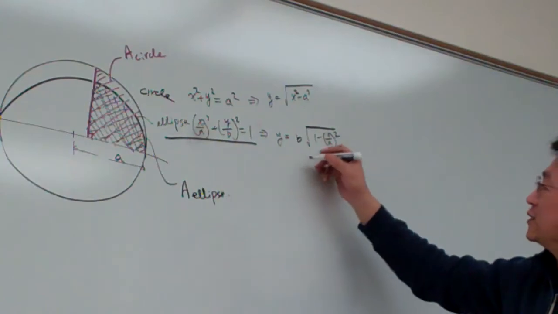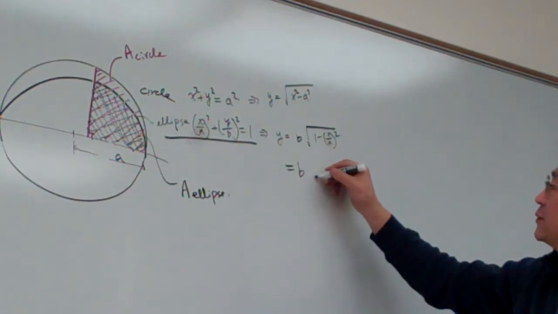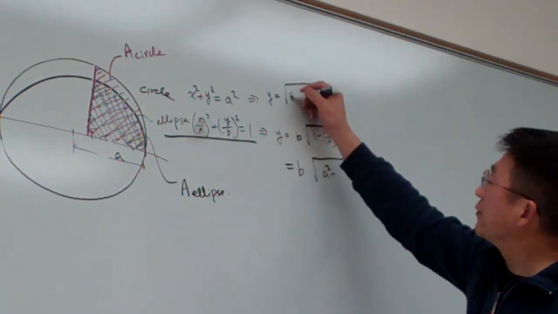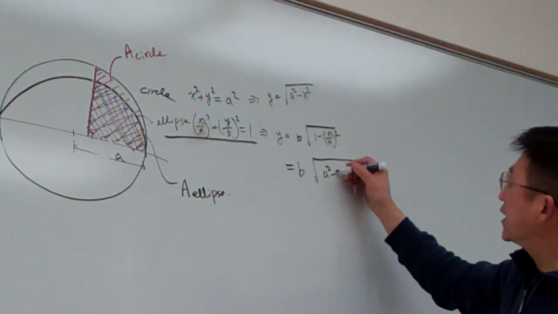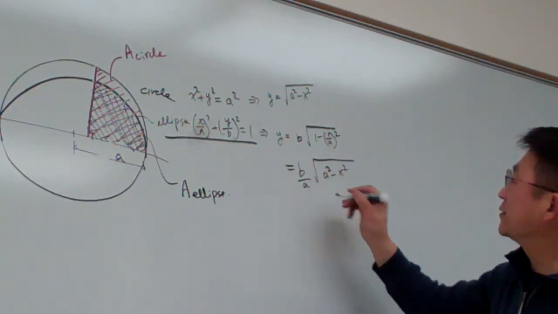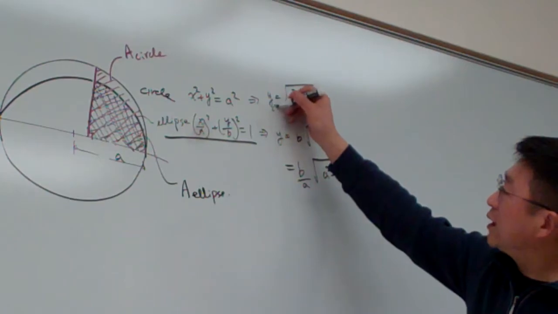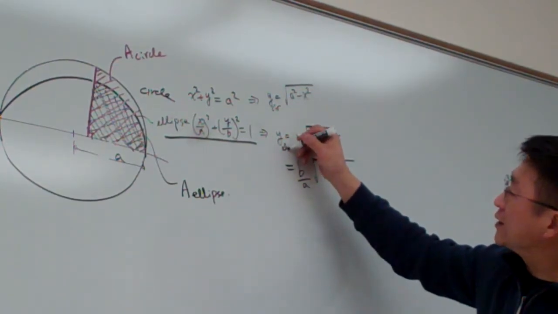Okay, let me rewrite this one. This one basically is b times a squared. Oh, sorry, this is a squared minus x squared. So this is a squared minus x squared divided by a. Okay, so this is the y on the circle. This is the y on the ellipse.